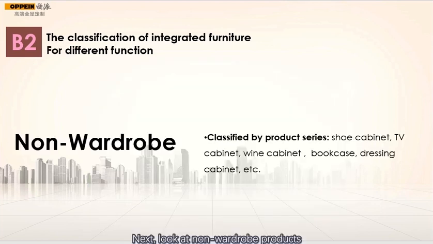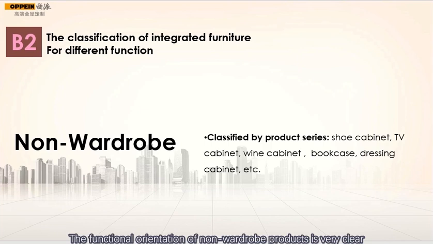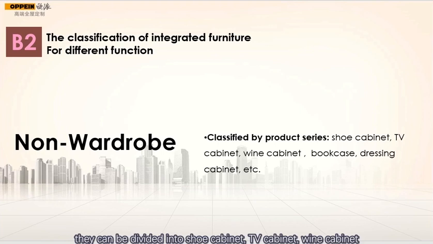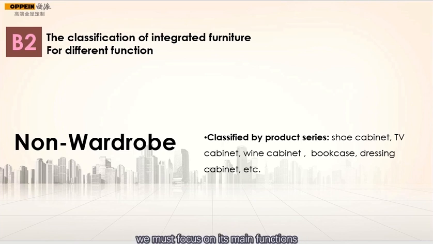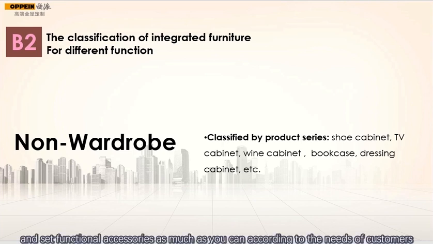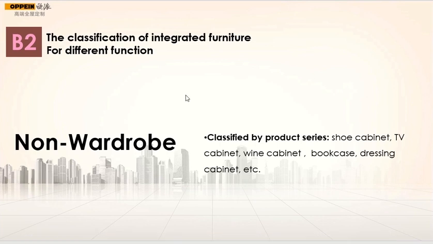Next, let's look at non-wardrobe products. The functional orientation of non-wardrobe products is very clear, which can be known from their name. According to their functionality, they can be divided into shoe cabinet, TV cabinet, wine cabinet, bookcase, dressing cabinet, and so on. When doing this type of cabinet design, we must focus on its main functions and set functional accessories as much as you can according to the needs of customers.